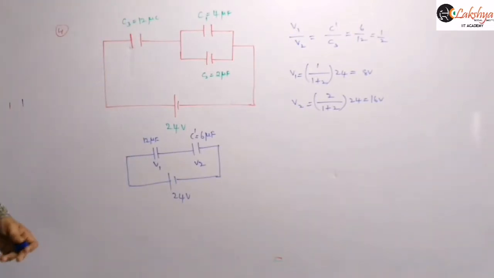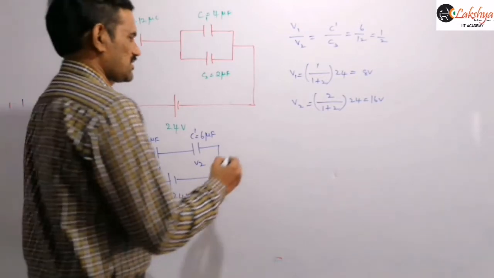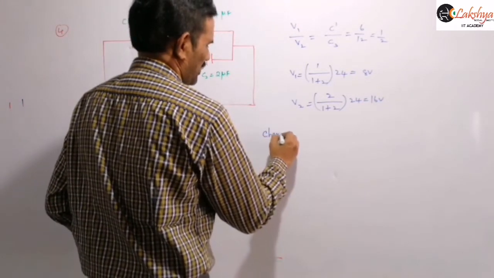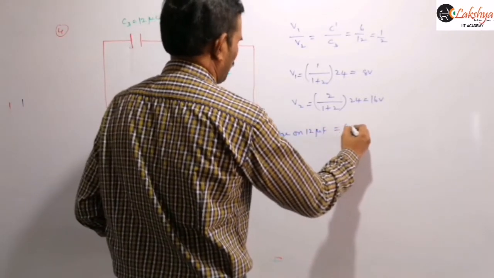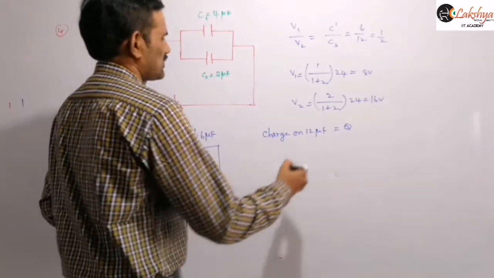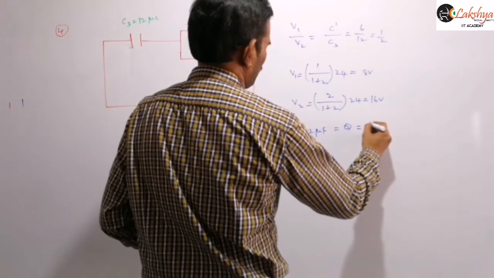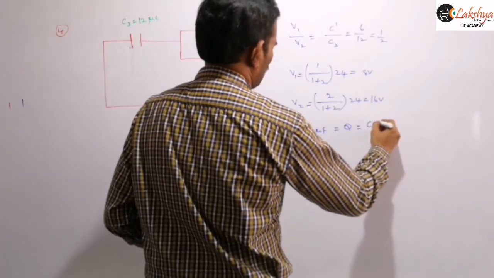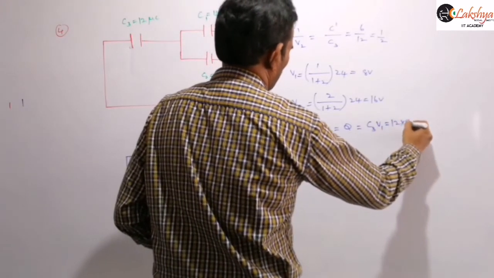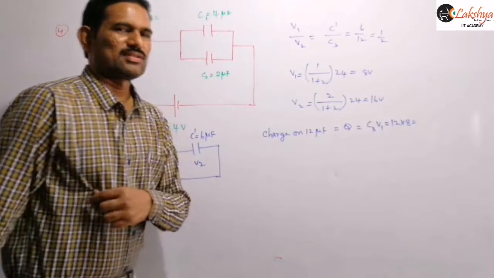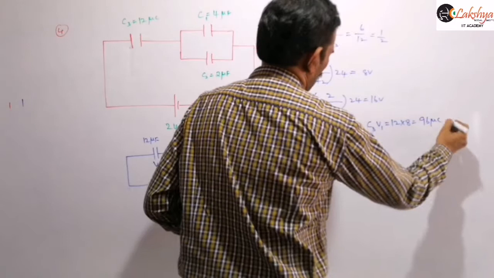Now as we know the potential difference across each capacitor, you can write the charge on each capacitor here. So now I am writing the charge on the 12 microfarad capacitor. Then Q is equal to CV, you can write. That means that is C3 into V1. So C3 is 12 and V1 is 8, right? So that is 96 microcoulombs.